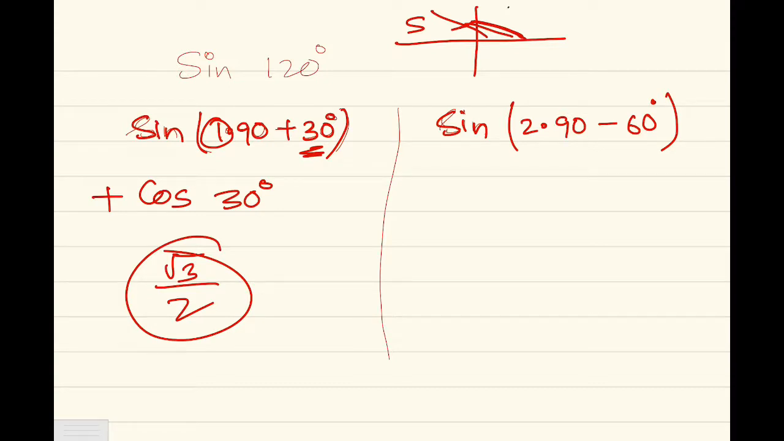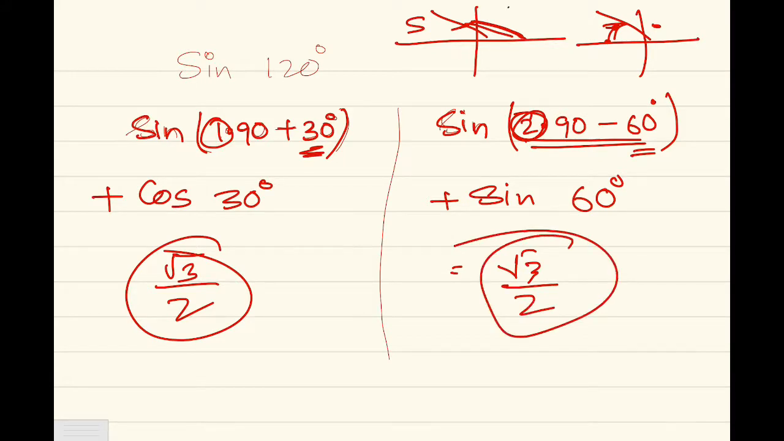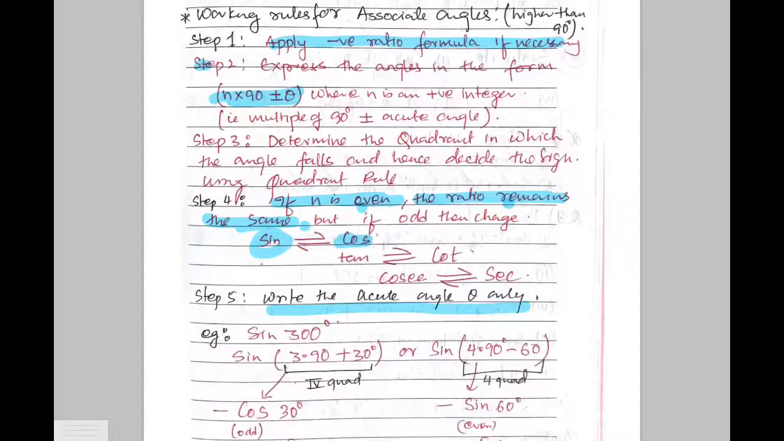Okay, what about the other side? This again, 2 into 90 would mean 90, 180 here, somewhere here, and then back again 60 degree means in the second quadrant. So the sign will become positive, and because it is even, sine will remain sine, and the remaining acute angle, that's 60 degree. So that would give me root 3 by 2 back again. So both the values are same. So have you been following the steps? First step, express the angle in this form, and then decide the sign, and then check the odd even and write the acute angle.